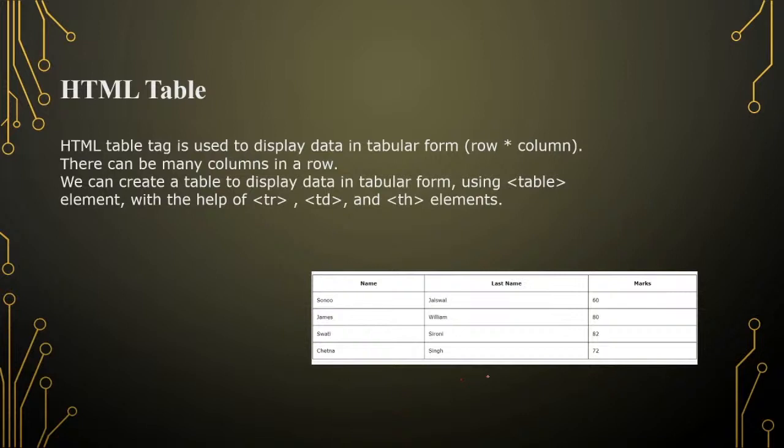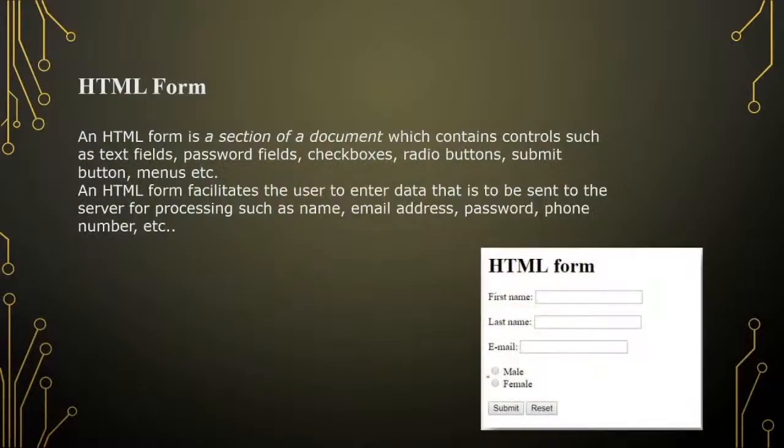So you must have filled certain forms on the internet regarding job application, registration of clubs, etc. Do you know how to create a form? We will learn now about HTML forms. An HTML form is a section of a document which contains controls such as text fields, password fields, check boxes, radio buttons, submit button, menus, etc. An HTML form facilitates the user to enter data that is to be sent to the server for processing, such as name, email address, password, phone number, etc.